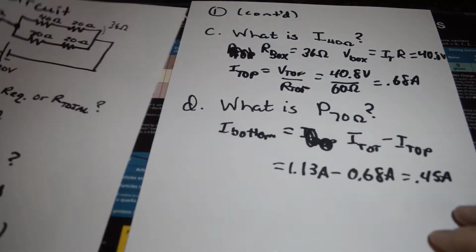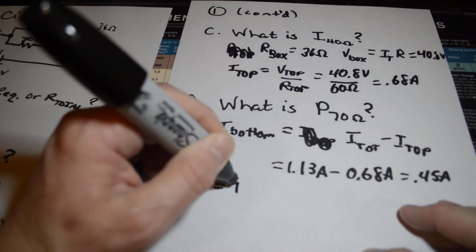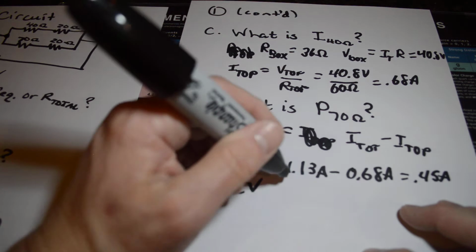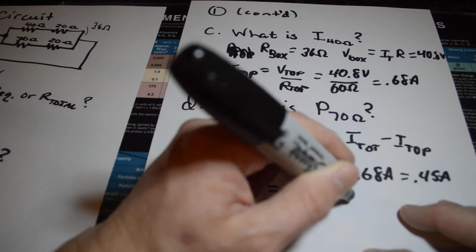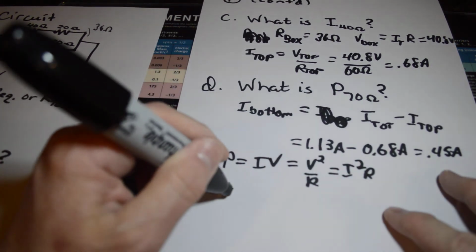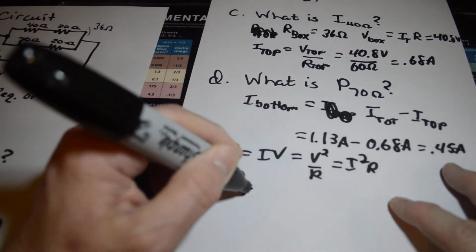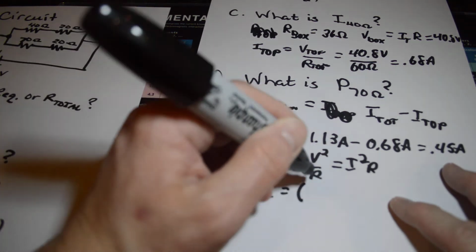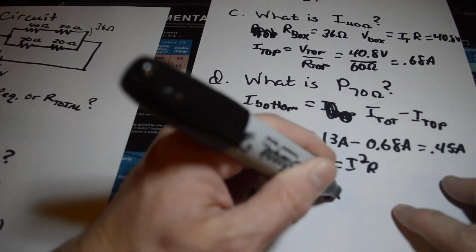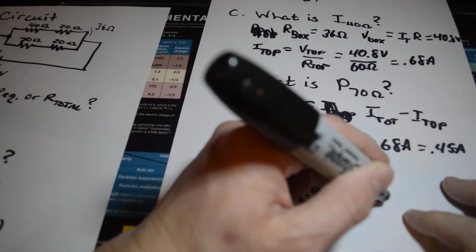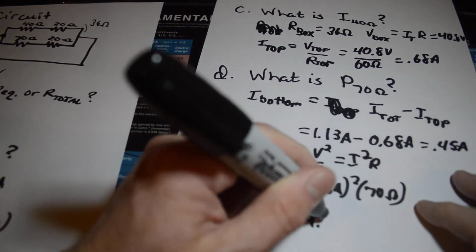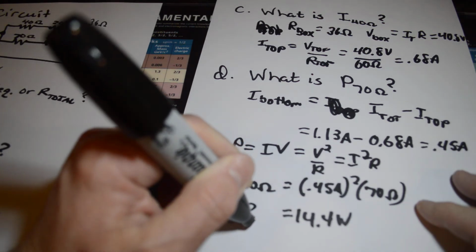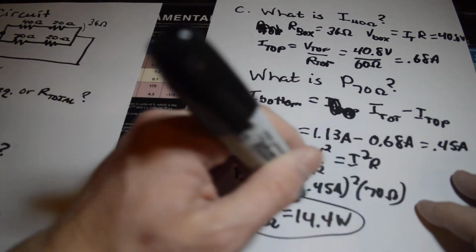And the power, there's three different ways you could find the power, and I'll just write them down so that we're aware. Power is IV, it's V squared over R, or in this case what I'm going to use is I squared times R. So the power dissipated in the 70 ohm resistor should be the current squared, 0.45 amps squared, times that 70 ohms of resistance. And if you do that, I ended up with 14.4 watts of power. So that is the answer to that question.